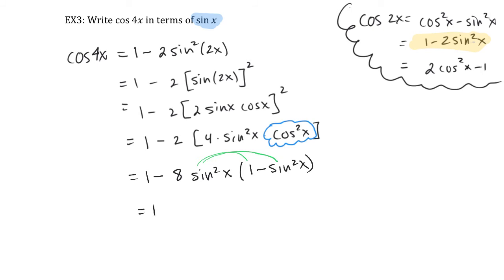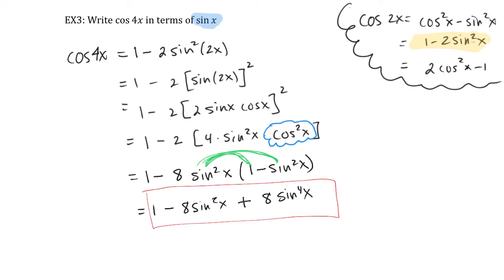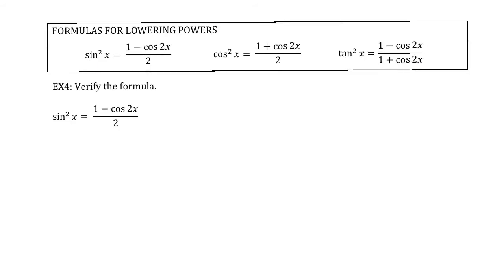So it would be 1 minus 8 sine squared of x when it multiplies times 1. So that's this first one. And now we have to distribute it to the negative, times negative is positive 8. And then we have sine squared x times sine squared x, so that would be sine to the 4th x. It's kind of messy, but I did what I was asked. I am done.